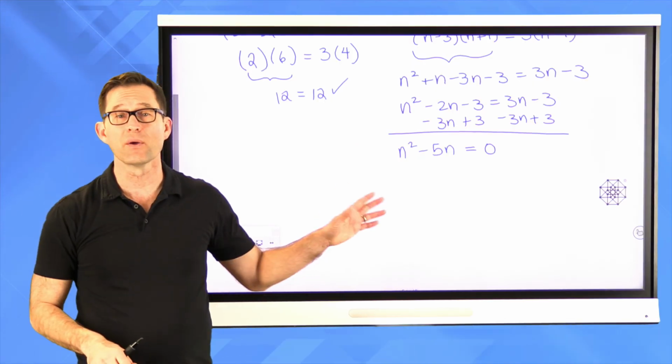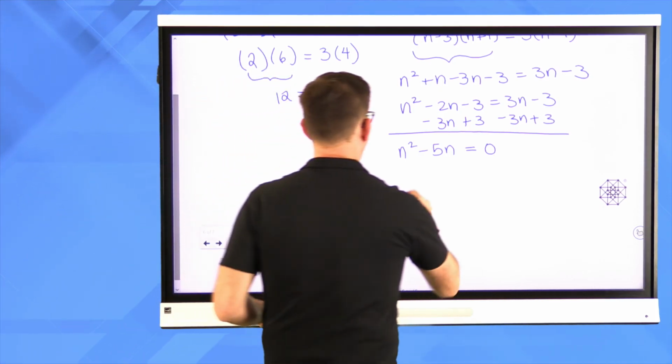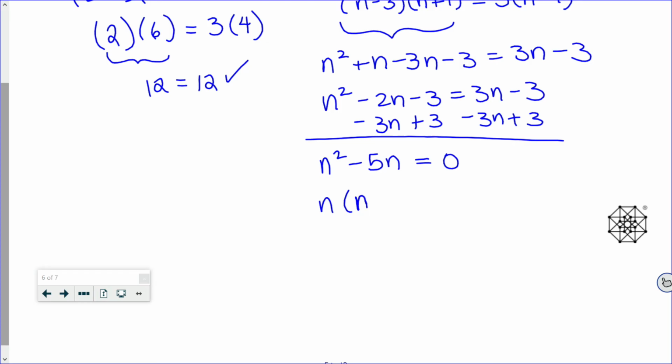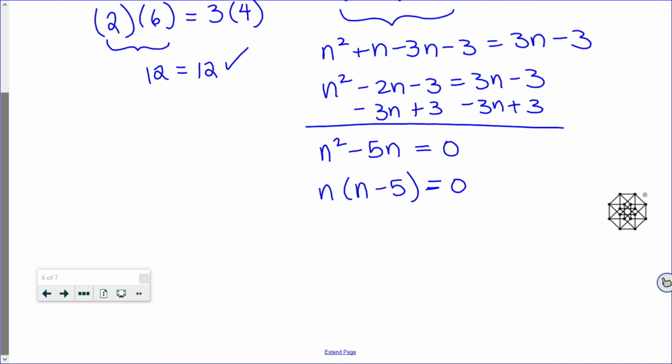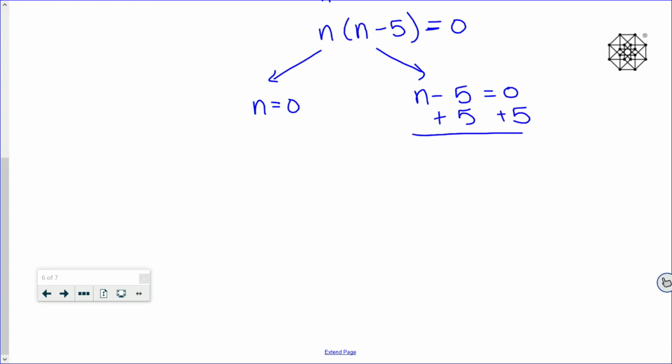All right, I certainly want to solve this using factoring and not completing the square. So all I can do is factor an n out of this. So I get n times n minus 5 is equal to 0. All right, that means now, according to the zero product law, I can get n equals 0 and n minus 5 equals 0. This one I can solve by adding 5 to both sides, and I get n equals 5.